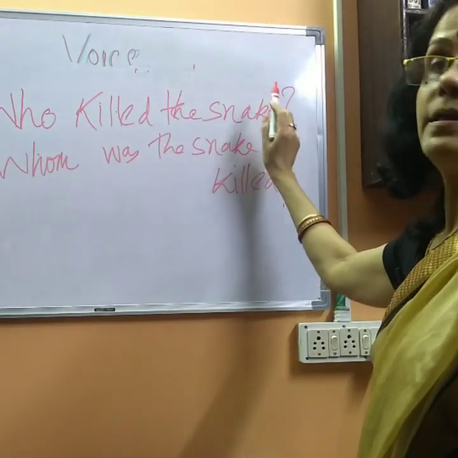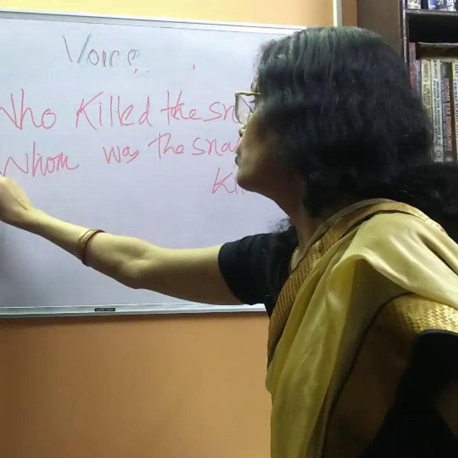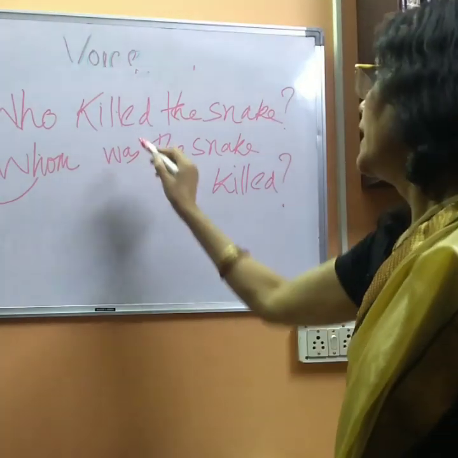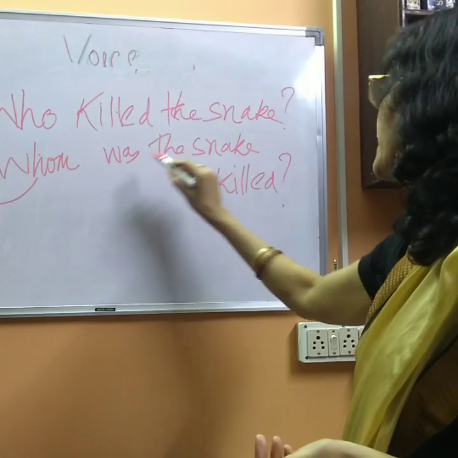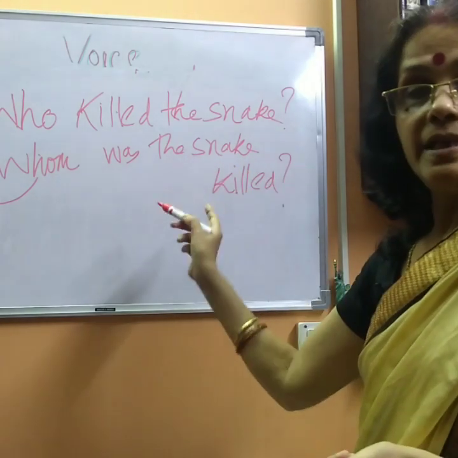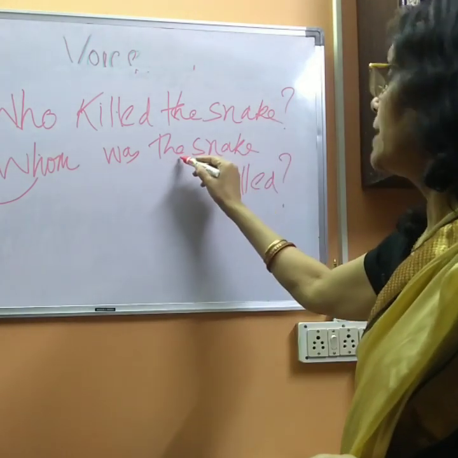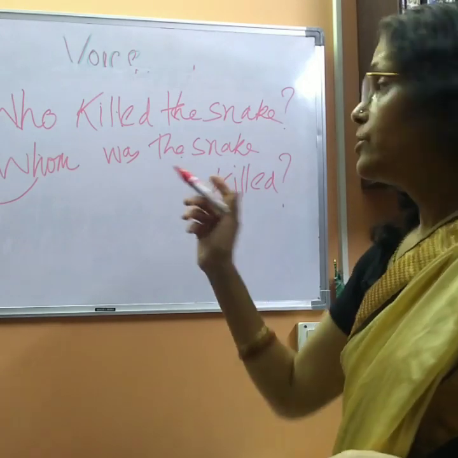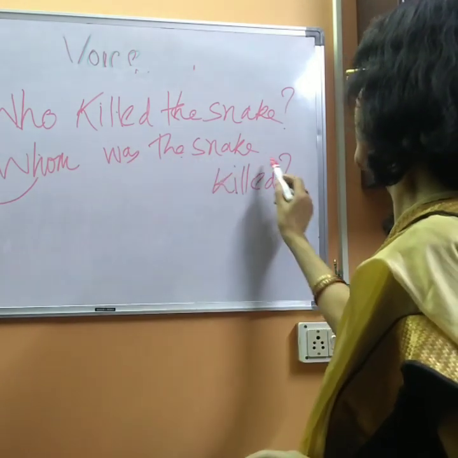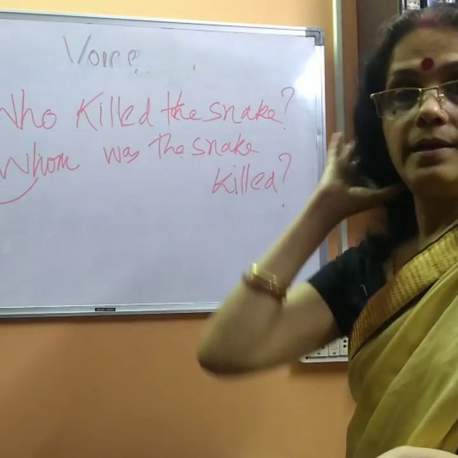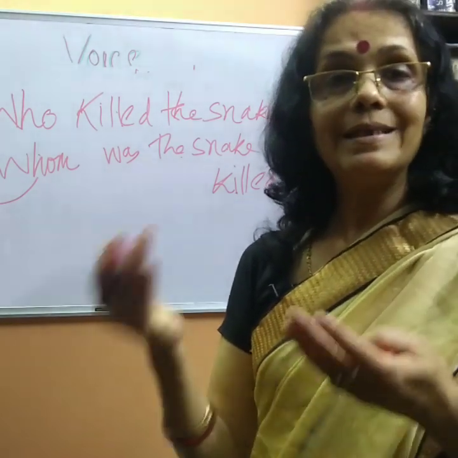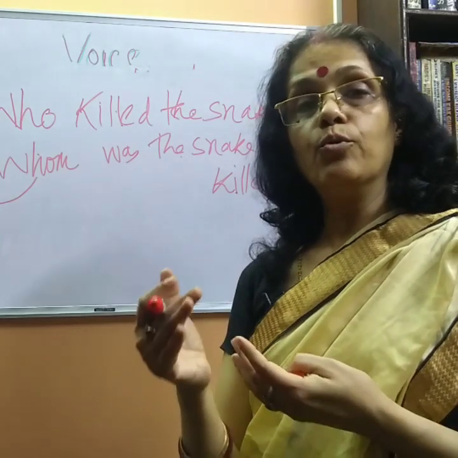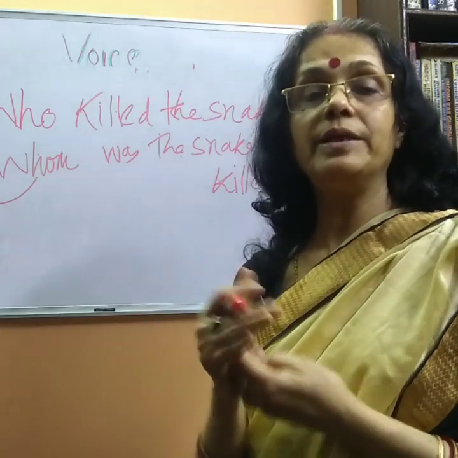Who killed the snake? So what will happen to who? It will change into by whom. And killed, we know in our simple past, killed will become was killed. But since it's a question, the subject comes in between. So by whom was the snake killed? Okay, so who wrote this letter? By whom was this letter written?